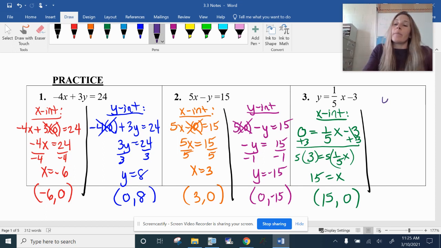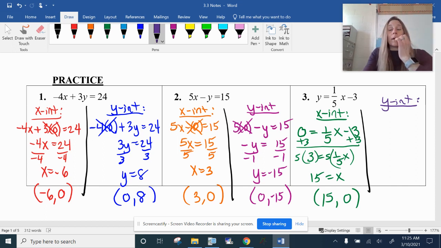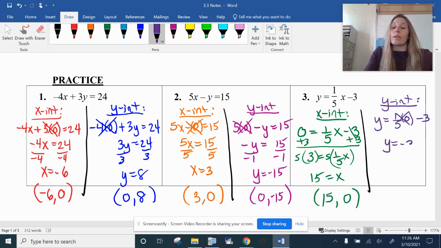And then now I would find my y-intercept. So now even though the x-intercept is a little bit more difficult when it's in this format, the y-intercept is actually a little bit easier because the y is already by itself. So when I put the 0 in for x, that part just cancels and I'm just left with my answer. y equals negative 3. So (0, -3) would be my y-intercept.